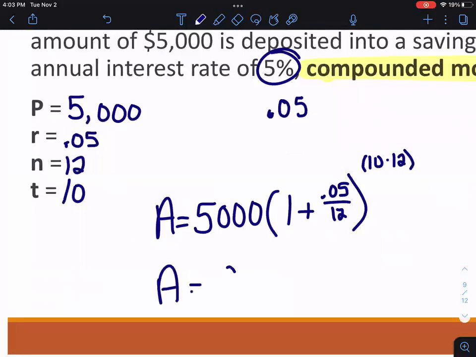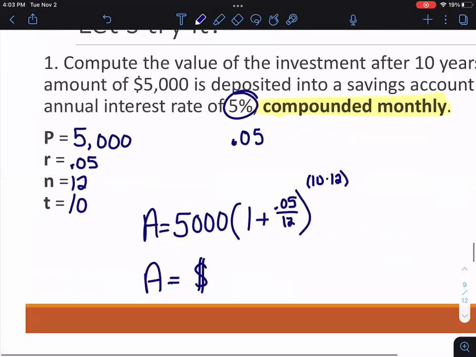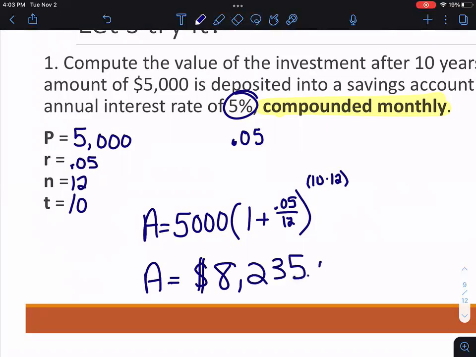My calculator is telling me that the amount that's going to be in the account after 10 years is $8,235.05. Remember, we're talking about money here. Money is always rounded to the nearest penny, so the hundredths place after the decimal.